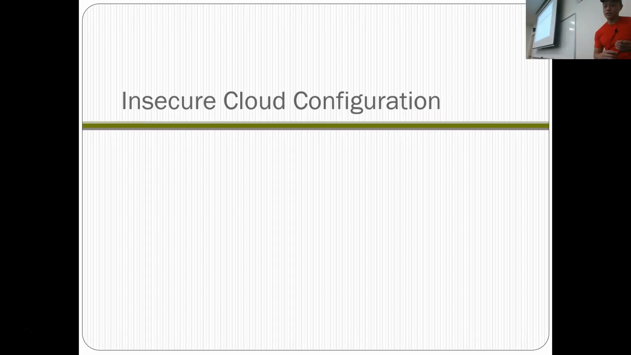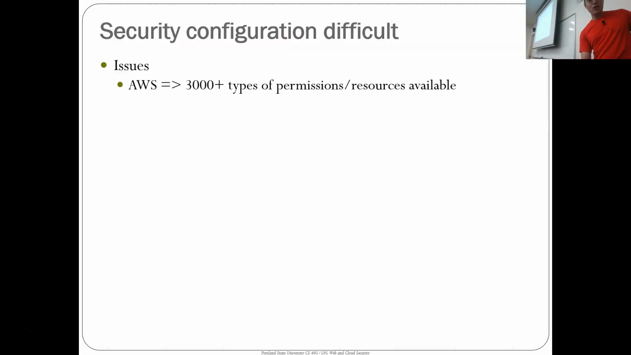Okay, the next set of vulnerabilities is insecure cloud configuration. You will find that configuring a cloud project is really hard. There are a lot of things that make it really difficult. The first thing is that there's so much stuff in it. In AWS, there are more than 3,000 types of permissions and resources available for you to assign permissions to. Like on Unix, it's like, what, user, group, and other? But you're talking about a lot of different permissions, and most of these, people don't even know what some of these permissions do.